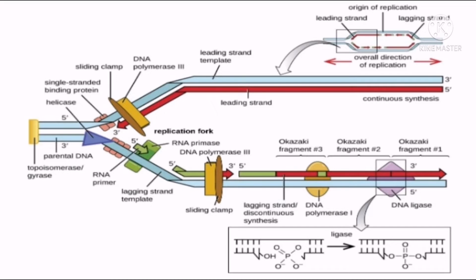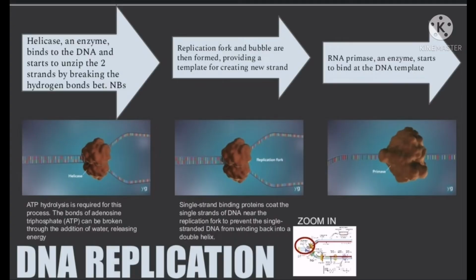One of the strands is oriented in the 3' to 5' direction towards the replication fork. This is the leading strand. The other strand is oriented in the 5' to 3' direction away from the replication fork. This is the lagging strand. As a result of their different orientations, the two strands are replicated differently.